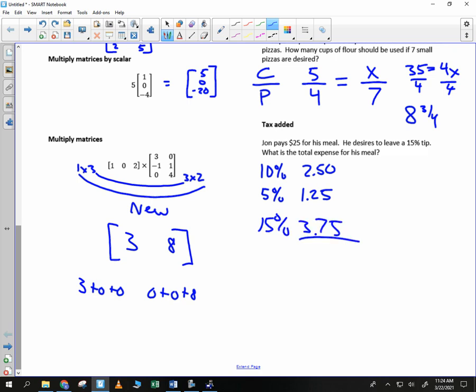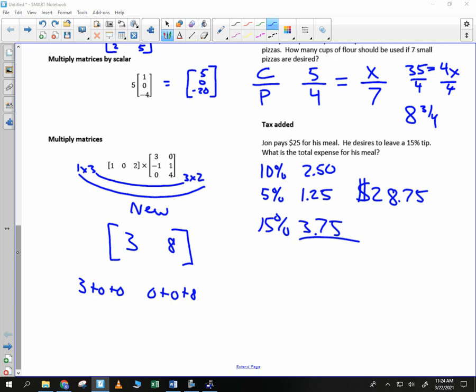You guys go out to eat with Grandma and Grandpa sometime, and they leave a 15% tip, and they calculate it without a calculator. And you're like, how did you do that? Well, that's how they do that. They find the 10, and they find the 5, and they add them together. So that means the total meal is going to be exactly $28.75.